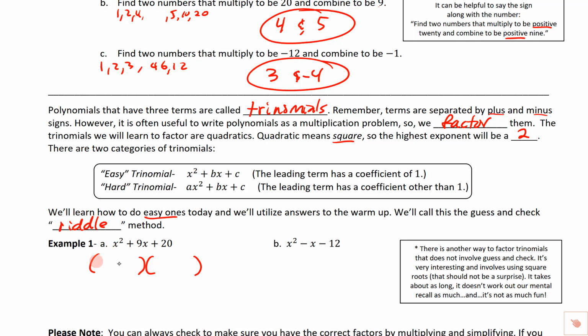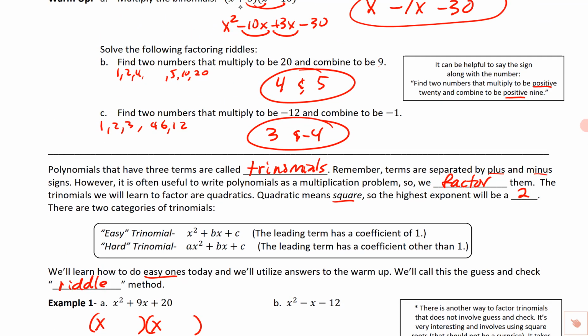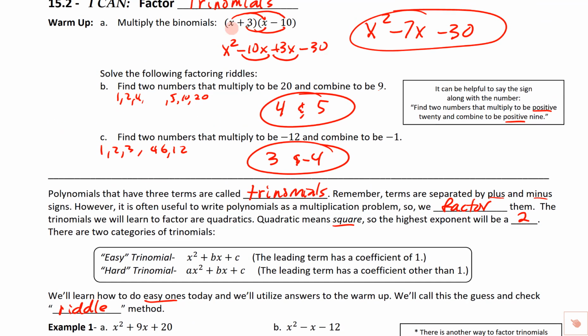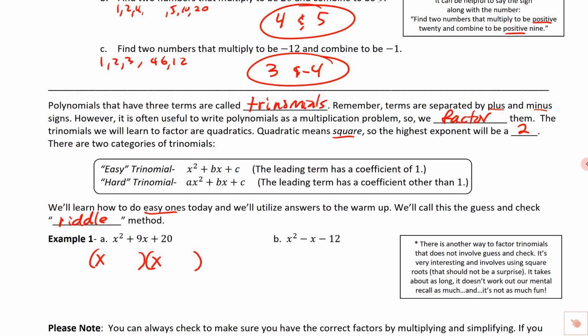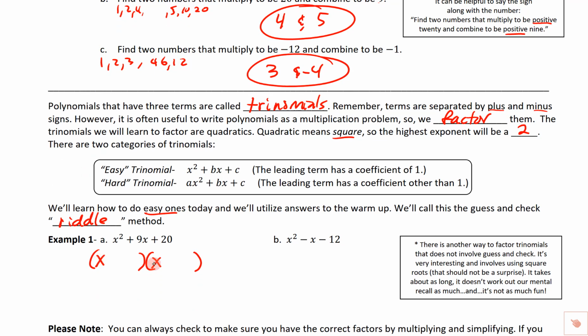These first 2 are always going to multiply together to be that x squared right there. So the way we're going to do that is we're going to have an x here and we're going to have an x there. A lot like the warm-up problem that we had here. So remember we had an x plus 3 times an x minus 10. These 2 multiplied together to be that leading x squared right there. So it's always going to go like this. We're going to have an x here and we're going to have an x here.